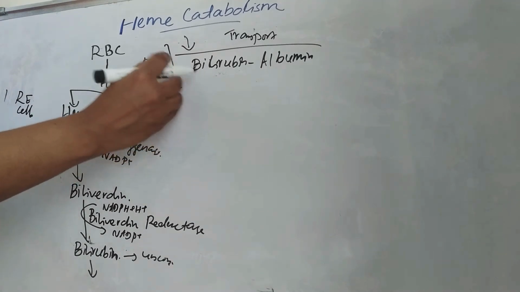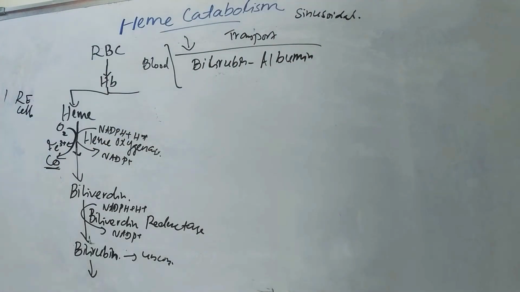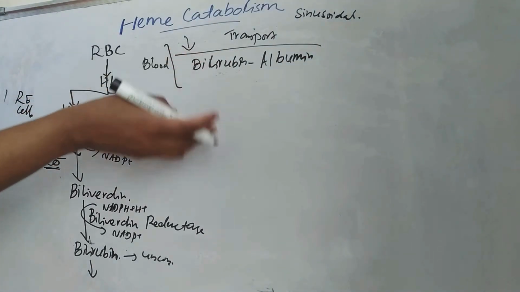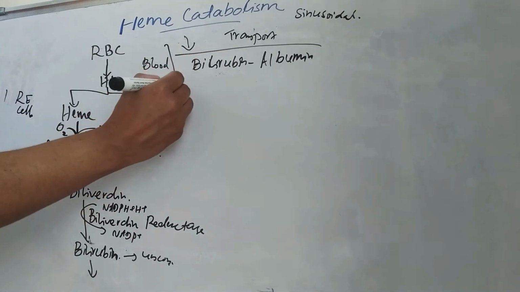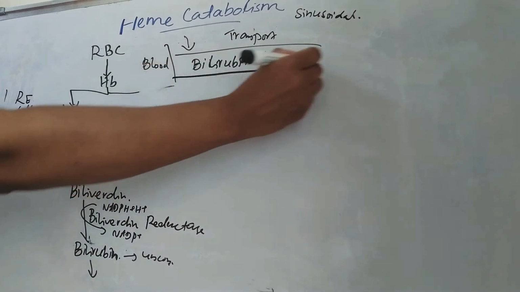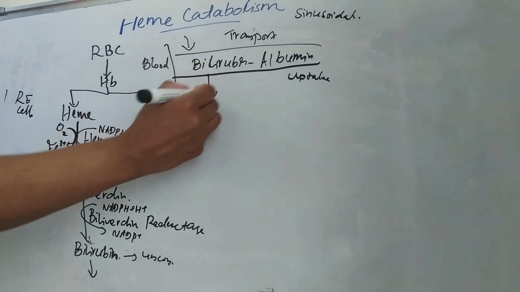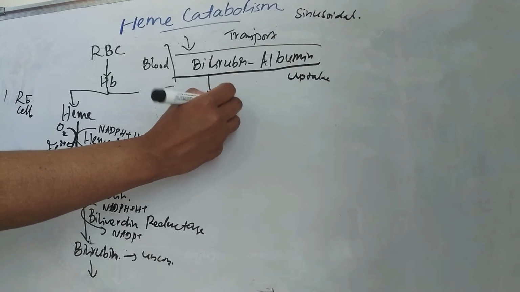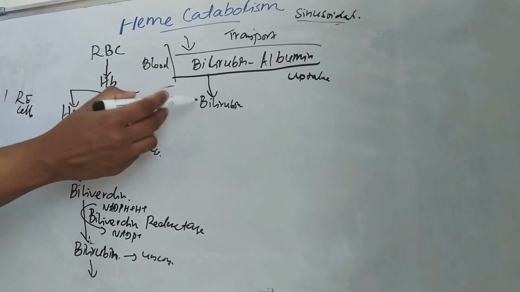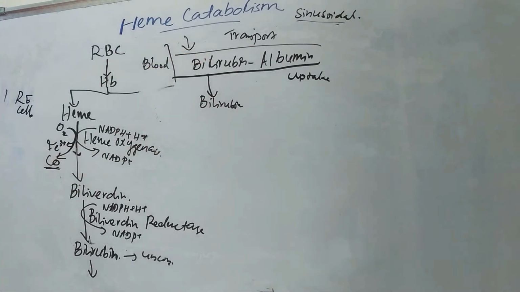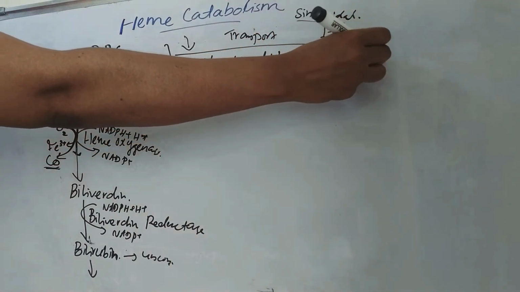When the complex reaches the sinusoidal surface of the liver, bilirubin gets detached from the albumin, and bilirubin is taken up by hepatocytes. So the next step is uptake by hepatocytes. This is by facilitated diffusion.